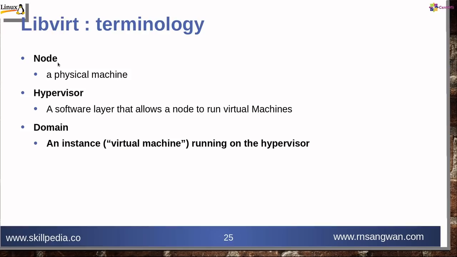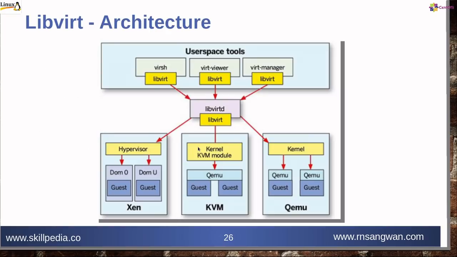Physical machine is called the node. Hypervisor is a software layer that allows the node to run virtual machines. Domain is an instance or guest or a virtual machine running on the hypervisor. Very important, because we are going to use the term domain in our session coming up ahead.